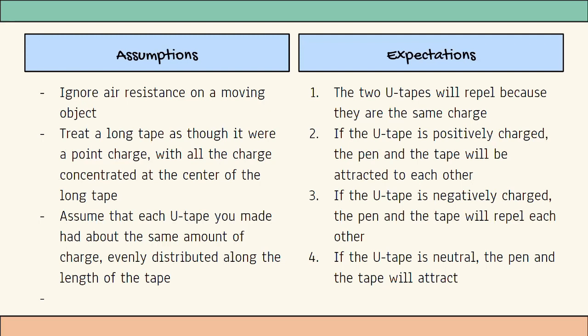Our expectations were that the two U-tapes will repel each other because they are the same charge. If the U-tape is positively charged, the pen and the tape will be attracted to each other. If the U-tape is negatively charged, the pen and the tape will repel each other. If the tape is neutral, the pen and the tape will attract.